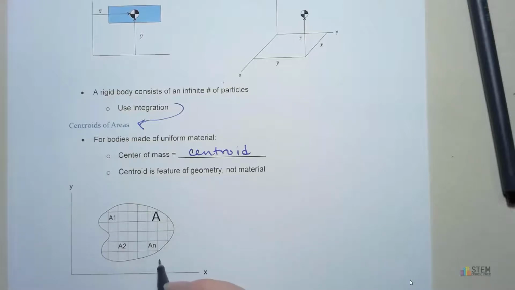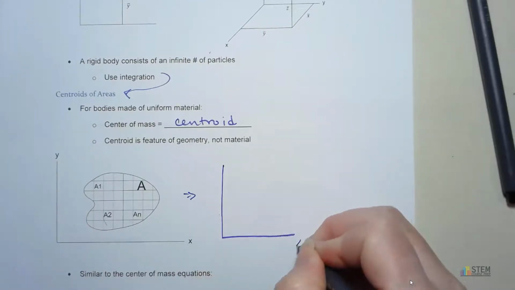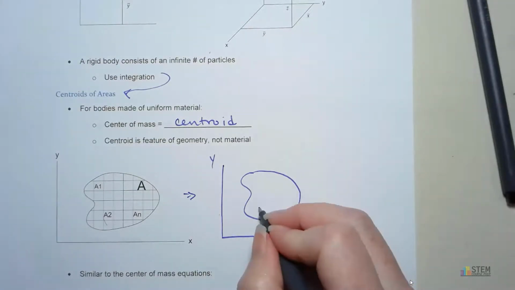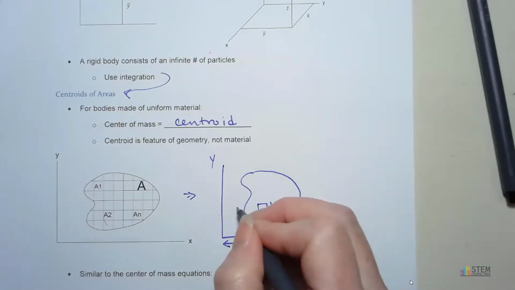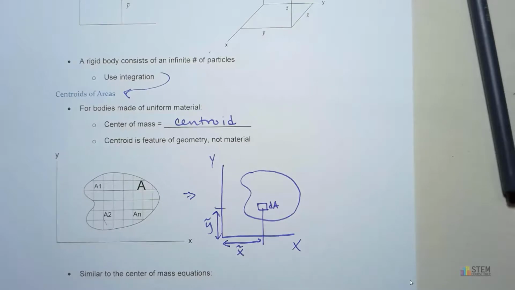Okay, so let's look at this little drawing here. I've got this body drawn, and it's going to be made up of all of these little areas. So I've got an A1 here, A2, and A_n. This capital A just represents the total area. Now let's draw out another coordinate system. We've got x and y. Let's draw this shape again. Now for each of these little areas, let's call it dA, we can find the x tilde value. Remember x tilde and y tilde from the last one, it's just going to be your location to that tiny little area.